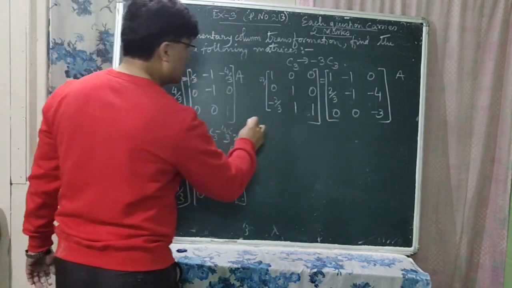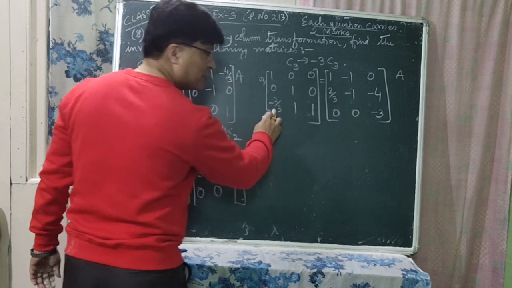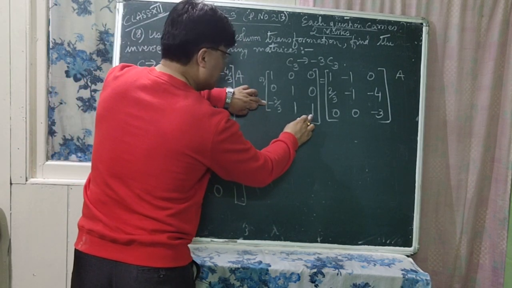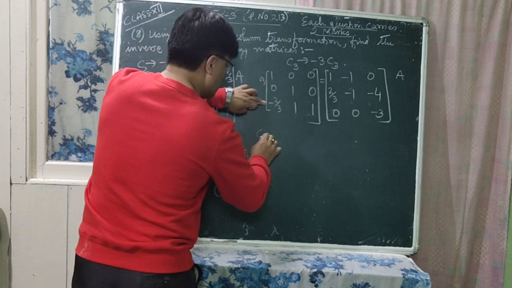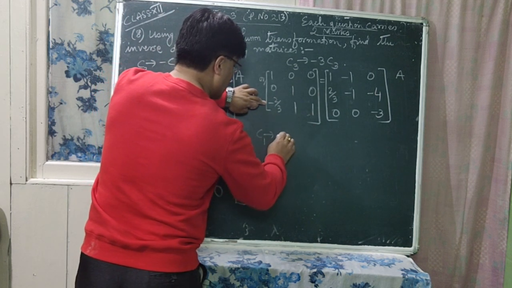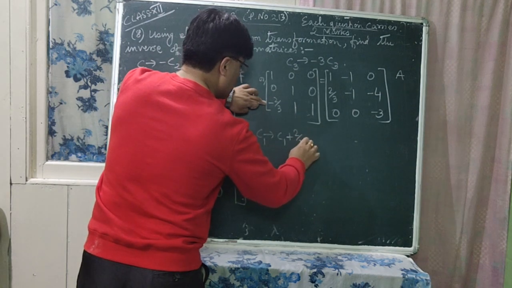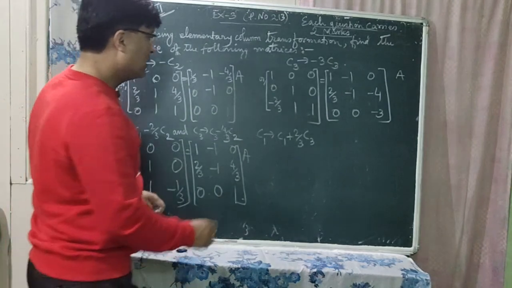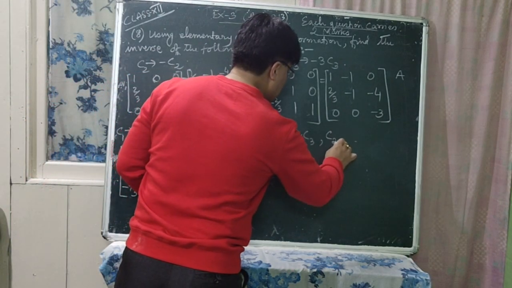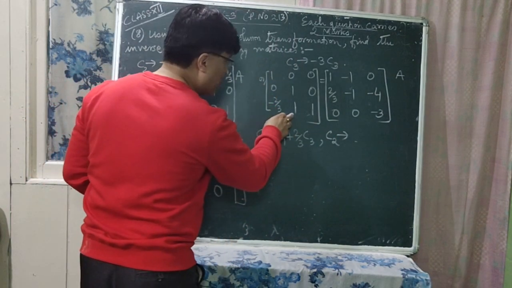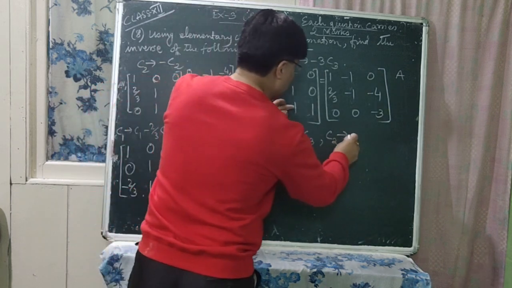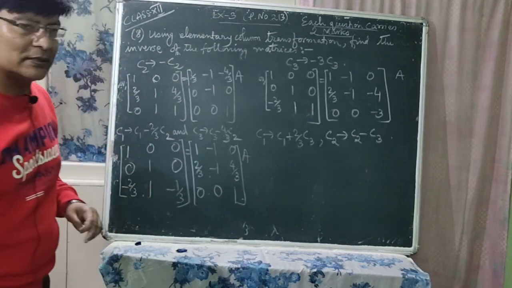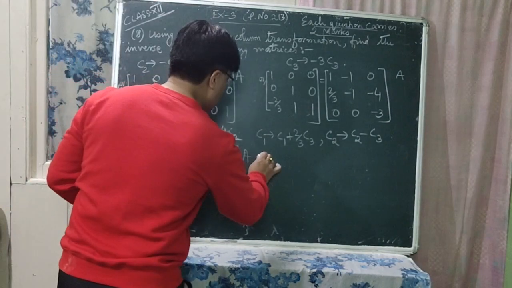So what we will do here is that this minus 2 by 3 should be made 0. This 1 should be multiplied by 2 by 3 and it is added to the column 1. So C1 arrow mark C1 plus 2 by 3 C3. Is that clear? And next C2 arrow mark. This 1 should be made 0 by writing C2 arrow mark C2 minus C3. Is that clear? So let us make it now.